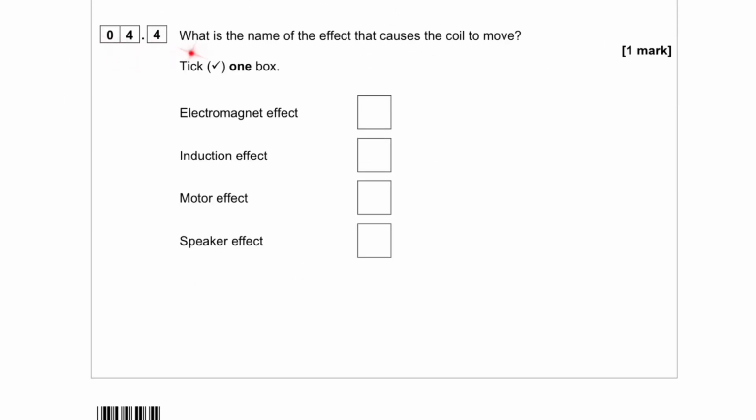Question 4.4. What is the name of the effect that causes the coil to move? Electromagnetic effect? No. Induction effect? No. Motor effect? Yes. Speaker effect? No.